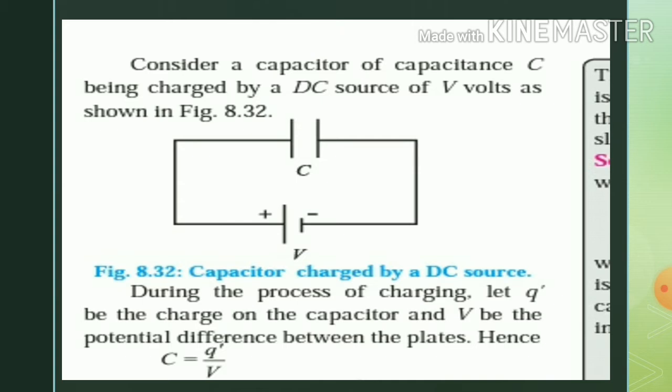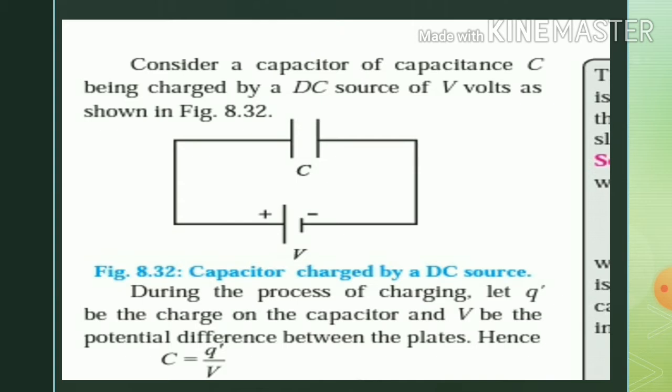Then this V potential is applied between the first and second plate of the condenser. Means the potential difference between the two plates of the condenser is nothing but V.